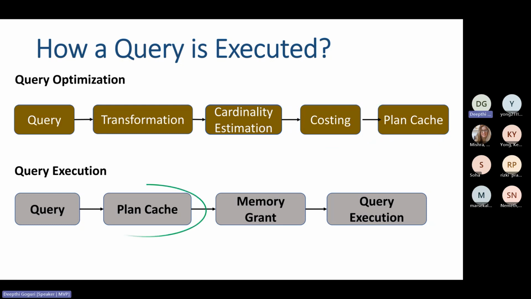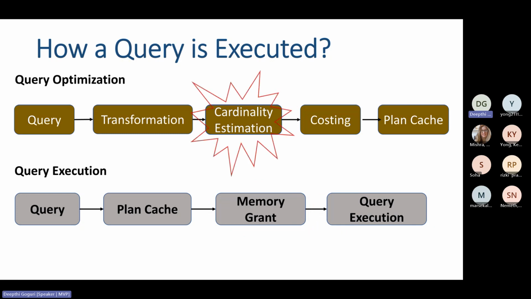Once the plan is saved inside the plan cache, it will use that plan cache again to execute the query. But even before the execution, the memory grants will be allocated to that particular plan based upon those cardinality estimates, again those statistics. And then the query will go to the execution phase.